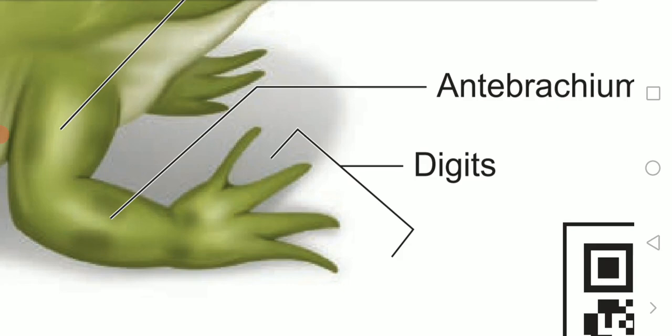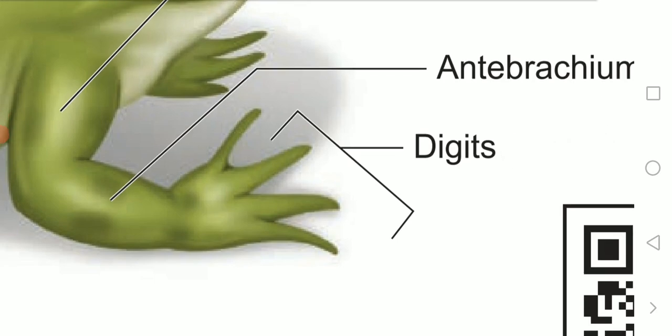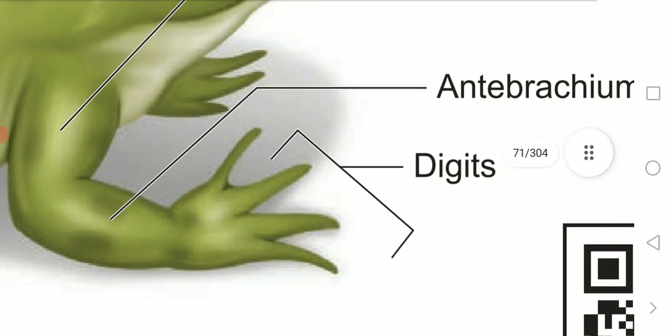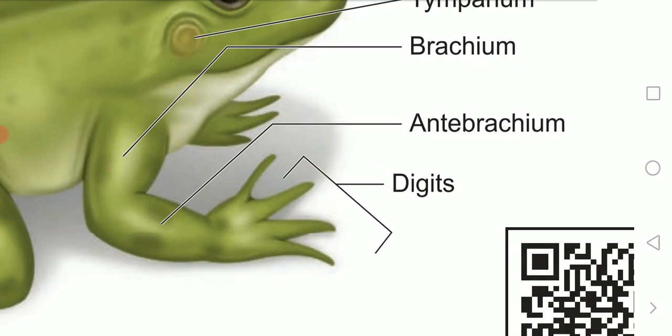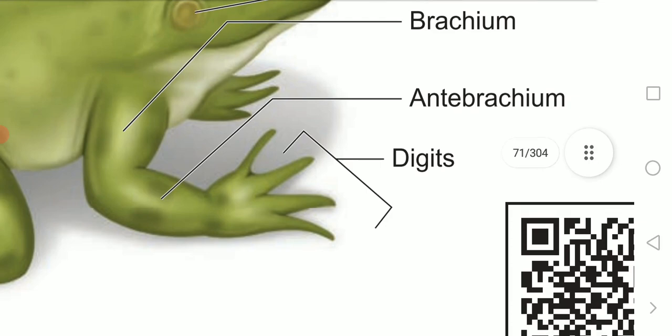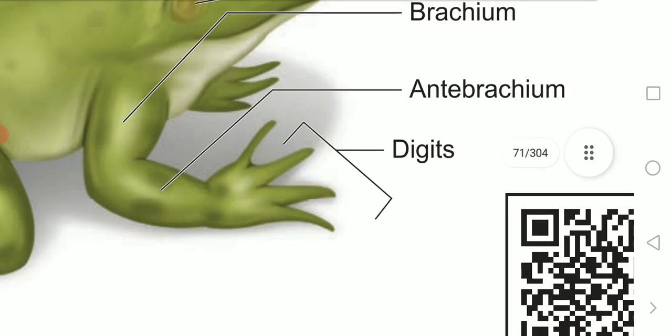When the animal is at rest, the hind limbs are kept folded in the form of the letter Z. Then there are sexual dimorphisms exhibited during the breeding season. The male frog has a pair of vocal sacs and a copulatory or nuchal pad on the ventral side of the first digits of each forelimb. The vocal sacs and nuchal pad are absent in female frogs.